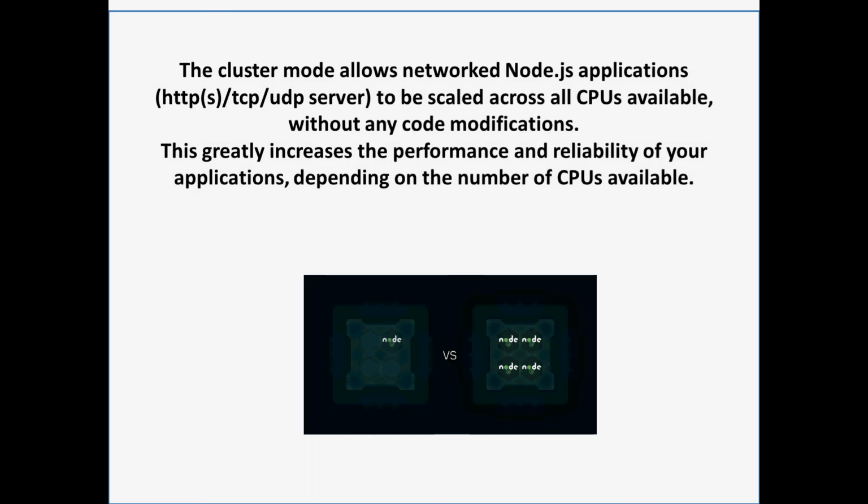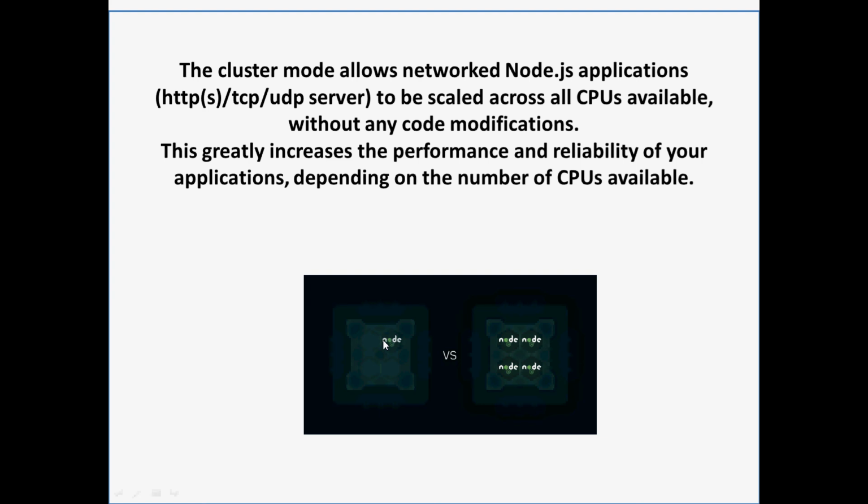The concept of clustering is that it allows a Node.js application to be scaled across CPUs. You can see the diagram. Here we have Node.js and 4 vCPUs, but since it is not in cluster mode, it is only using one vCPU. So all the load is on one CPU. That is why the performance will be very low.